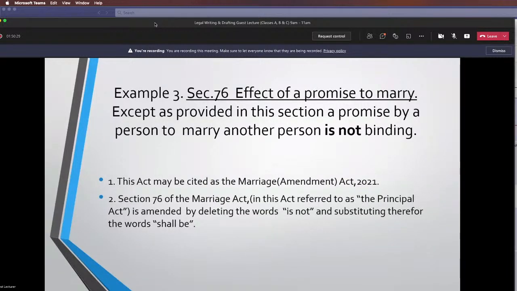For the purpose of amendment, suppose we wanted to change this and say it's binding, because this is a social issue. We said amendments are done not because a law is wrong, but because of changes in circumstances. Could be social circumstances. So suppose people are abusing this provision. Suppose a member of parliament or a citizen feels that there are so many promises being abused. You may want to call for an amendment. So suppose the amendment is to make this binding.